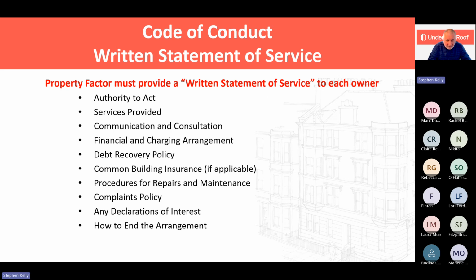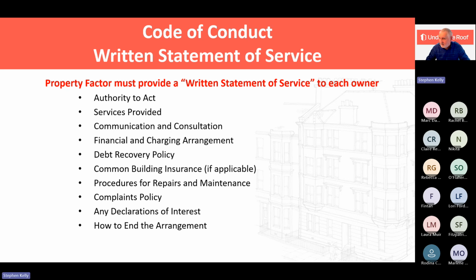Debt recovery policy is something that's vital for factors. Bottom line is if people don't pay their bills, depending what the titles say, other owners may have to pick up their share. They can maybe offer you common building insurance, procedures for repairs, complaints policy, any declaration of interest. And in the small print, how to end the arrangement. Because factors don't like getting sacked. But you can, in the written statement itself, should let you know how you can do that.